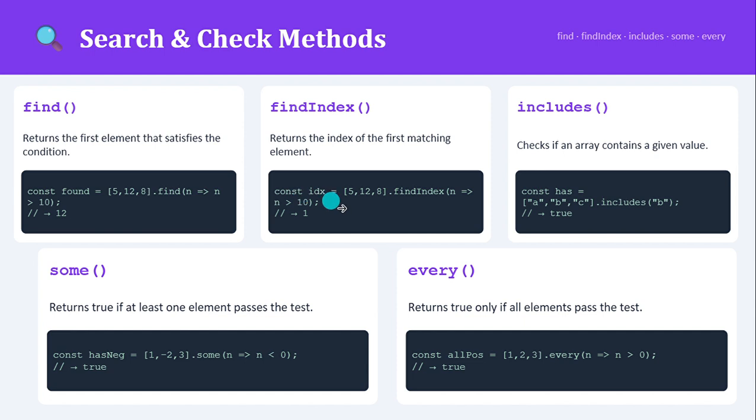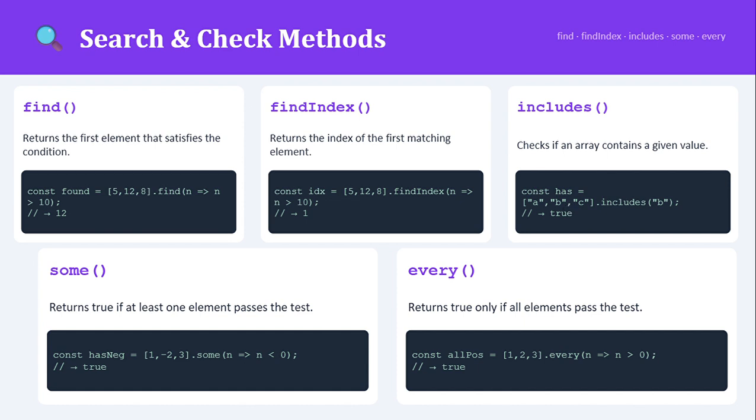Then there is findIndex. The findIndex returns the index of the first matching element. For example, you want to see which position a student belongs to. Say you have done all the sorting, then you want to get the position of the student. You use findIndex.